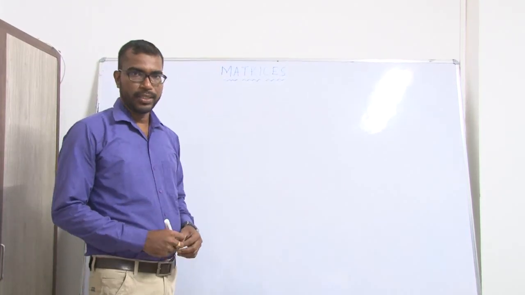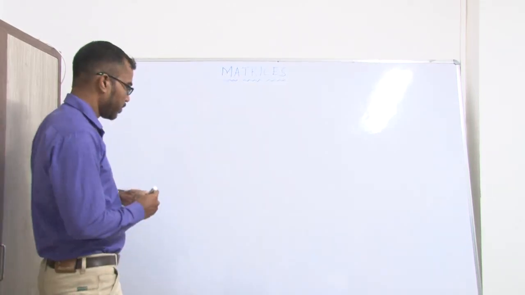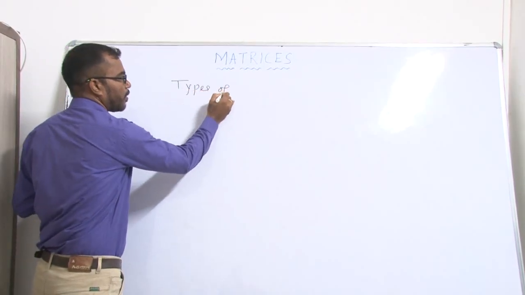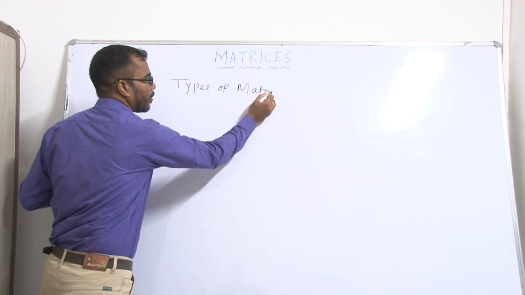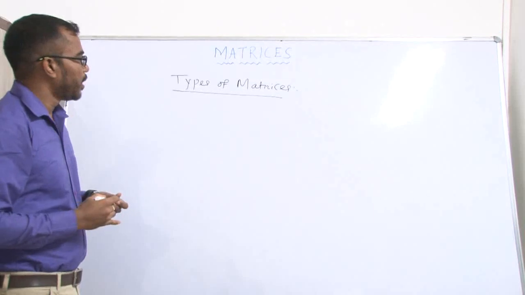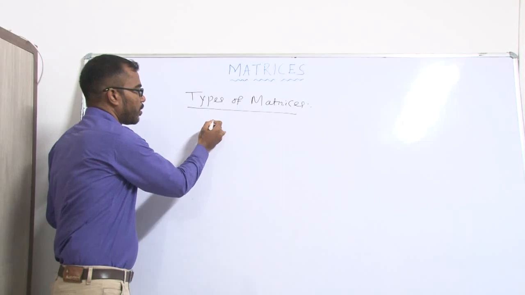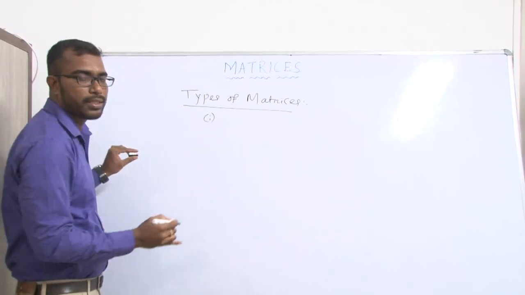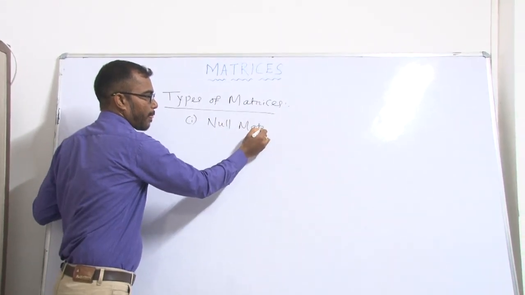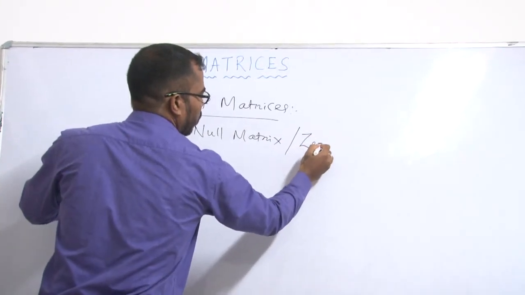Now, in this session, we have discussed types of matrix. There are different types of matrix, but we discuss some important types of matrix. First of all, first is null matrix, or we can write zero matrix.